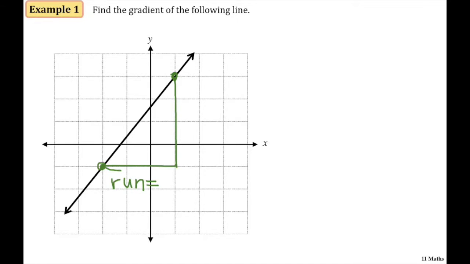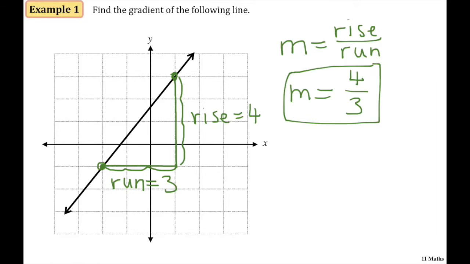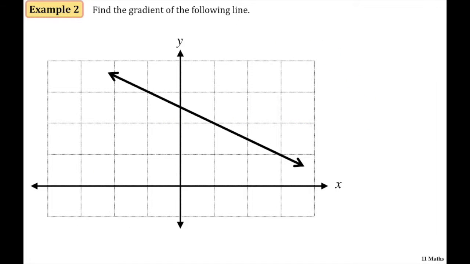So I can now draw my right angle triangle in, and I have a run equal to 1, 2, 3 units, and a rise, 2, 3, 4, a rise of 4 units. Now our formula we know is m equals the rise over the run, which in this case would equal 4 over 3. So our gradient is 4 over 3, or 1 1/3. We notice that the line is going uphill from left to right, which means the answer should be positive, which it is.